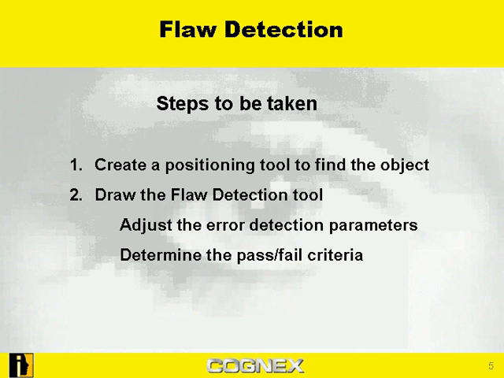There will be some steps we'll be taking. The first step will be, of course, creating a positioning tool to find the object. This is a positional relationship between the flaw detection and an object moving in the field of view. We will have to place that flaw detection tool precisely on that object, so we will require positioning. The second step will be to draw the actual flaw detection tool, adjust the error detection parameters, and tweak some of the other parameters for pass-fail.